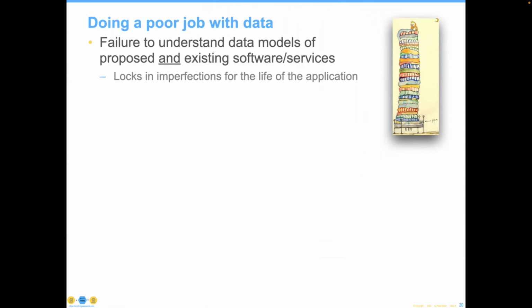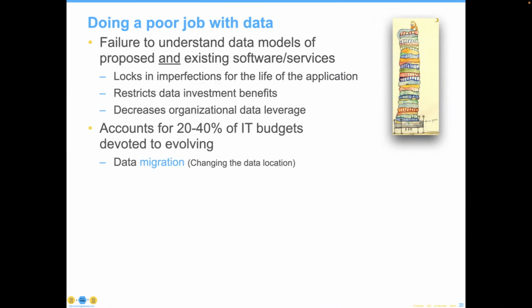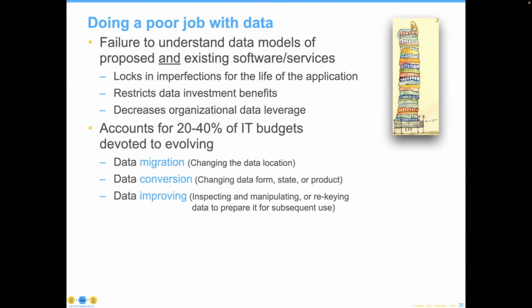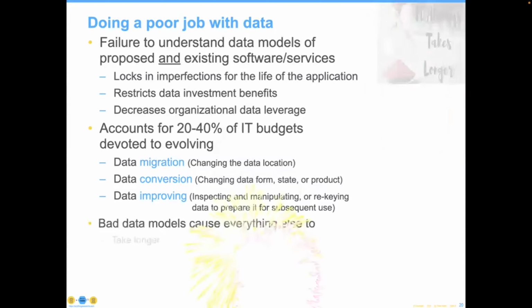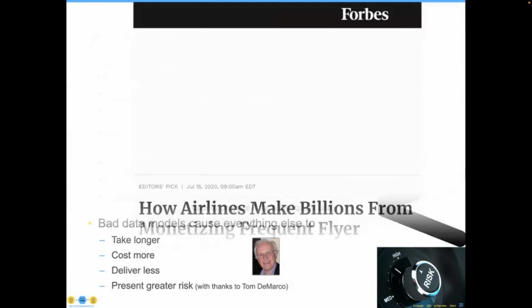Well, data challenges, doing poorly with data, failing to understand it well, locks in these imperfections for the life of the application, just the same way as the princess is stuck with the pea. It really restricts the available options that you can have in terms of additional investments and decreases your leverage overall, accounting for migration, conversion, and improvement 20 to 40% of your IT budget. That's a lot. So bad data causes everything else to take longer, cost more, deliver less, and present greater risk. Thank you, Tom DeMarco.